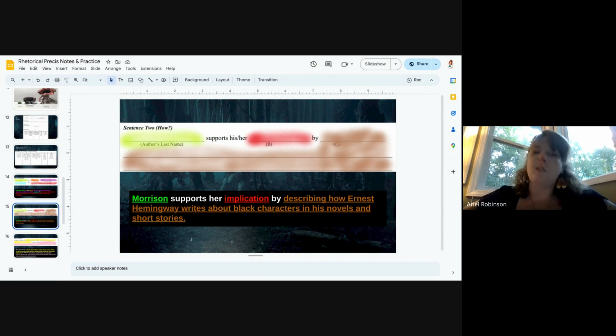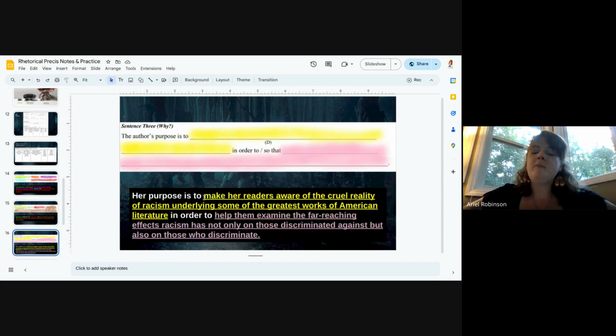Please note, based on all your revision work that you've been doing, that I don't have any wasted words in here. These are all very specific rhetorically active verbs, right? Supports as opposed to like is or is doing. So make sure that your words are very controlled and that they're very precise. Her purpose is to make her readers aware of the cruel reality of racism underlying some of her greatest works of American literature in order to help them examine the far-reaching effects racism has, not only on those discriminated against, but also those who discriminate.